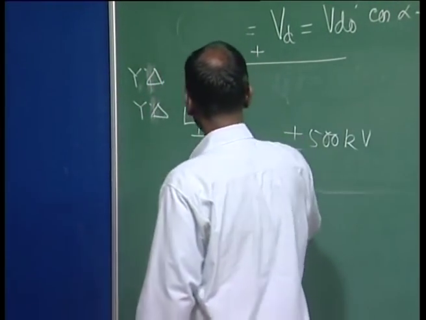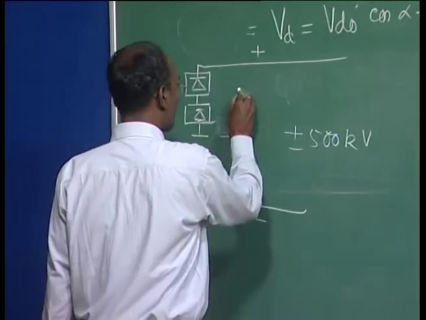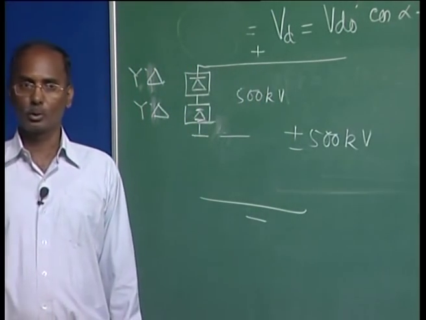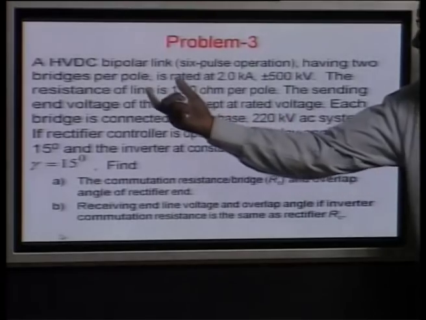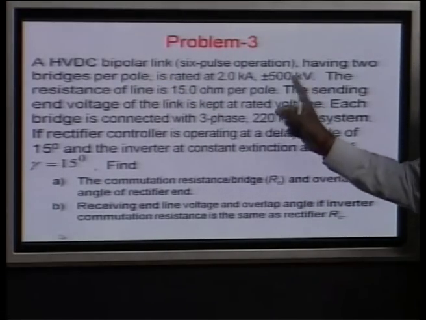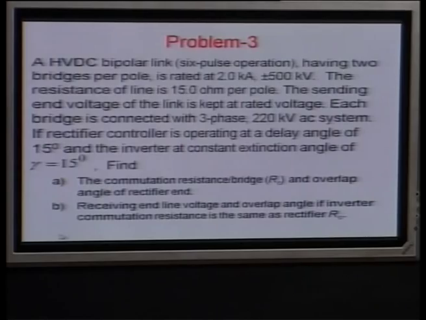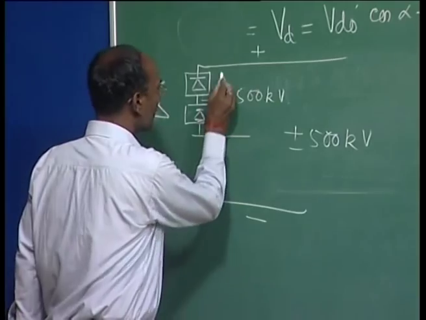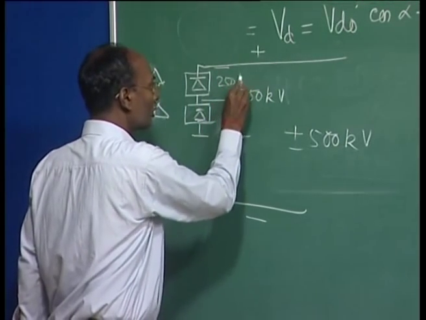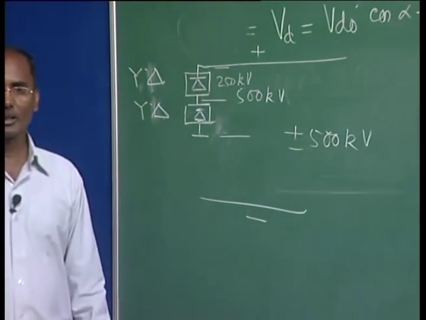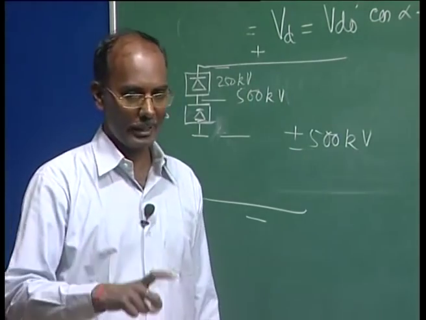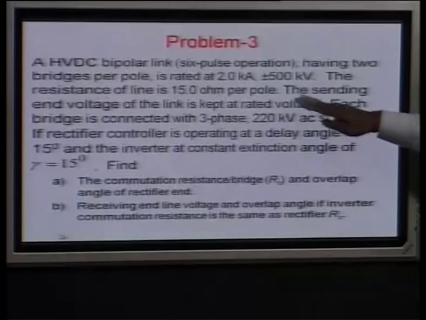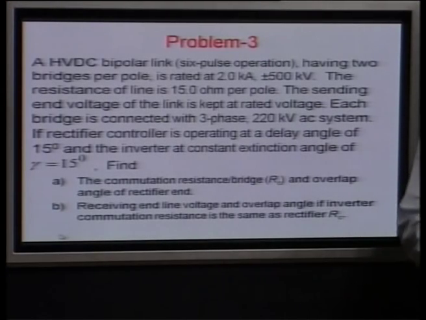Now this voltage is given to you as 500 kilovolt. The bridges here are called per bridge per pole. The voltage across this and this both share the same voltage, so the voltage across one is 250 kilovolt, because they are going to be added. Both are assumed to be the same, although it is not written, but if two bridges are there, normally they have the same voltages.